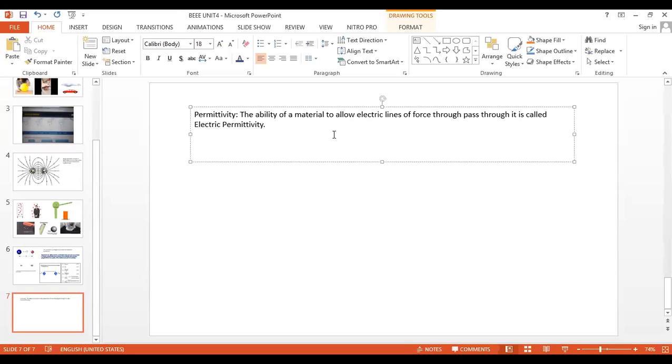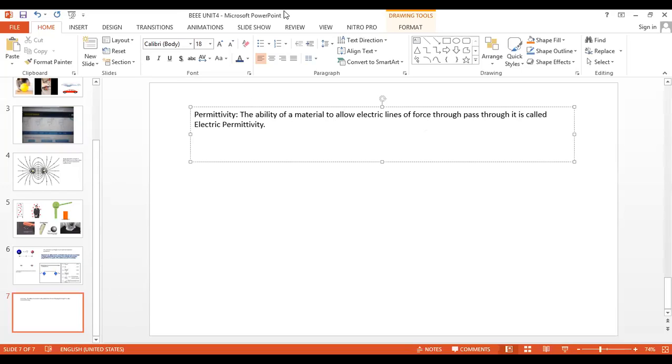If that object, how much amount of electric lines of force? Electric lines of force, just now we have seen between positive and negative charges or electric field. Ability of a material to allow electric lines of force or electrostatic field to pass through it is called the electric permittivity. Okay, now screenshot the definition. Ability of a material to allow electric lines of force to pass through it is called permittivity or electric permittivity.